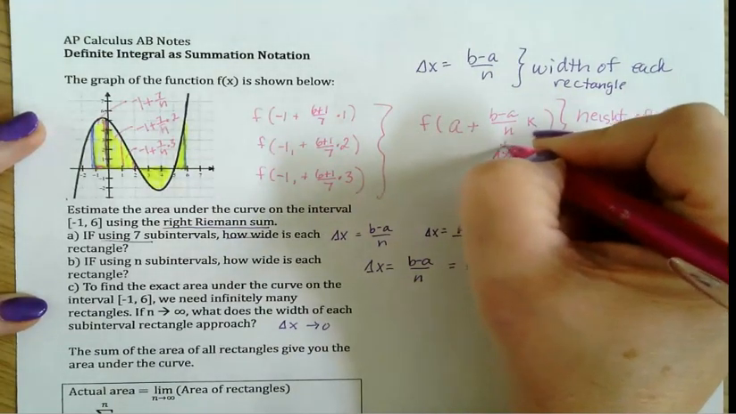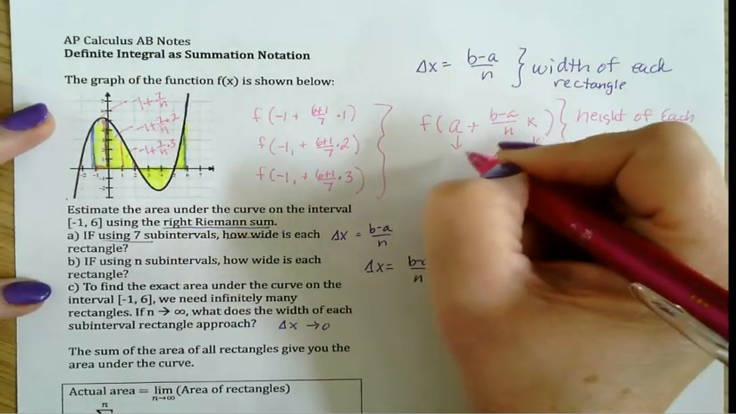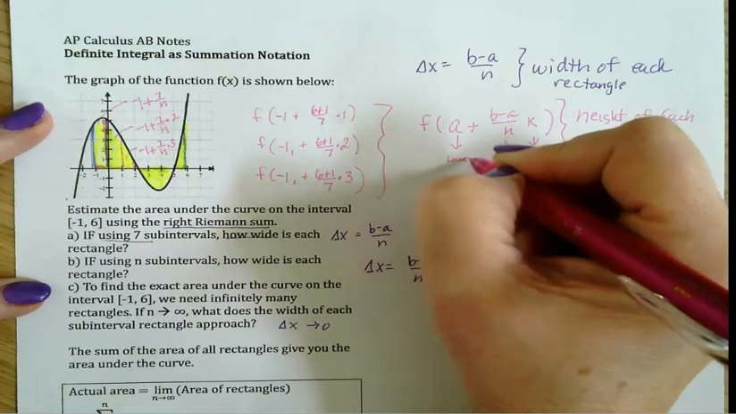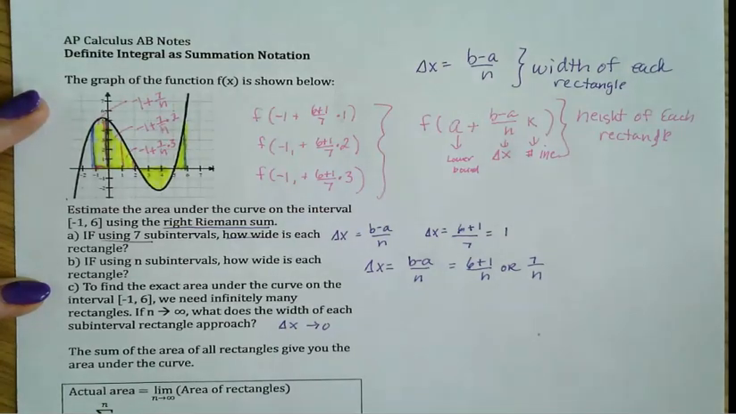And then, let's go ahead and identify real quick here. A is the lower bound. And why is there an F on the outside? Well, because the height is the function value or the Y value of your rectangle.